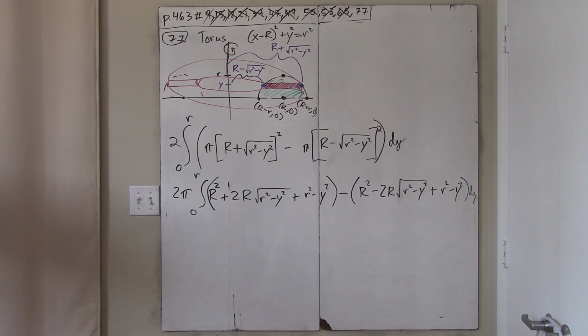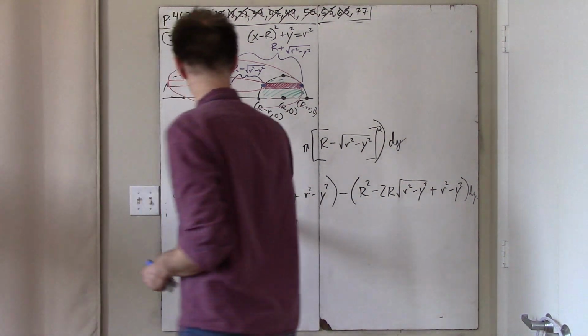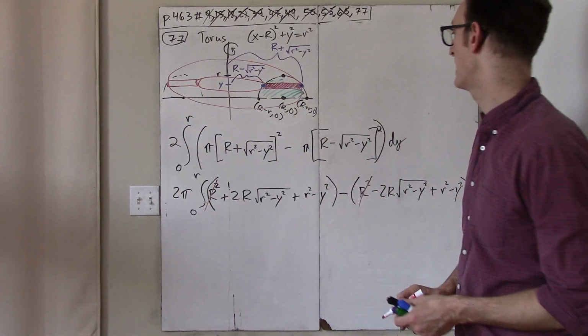But now, a million things cancel, right? This R squared cancels with that R squared.